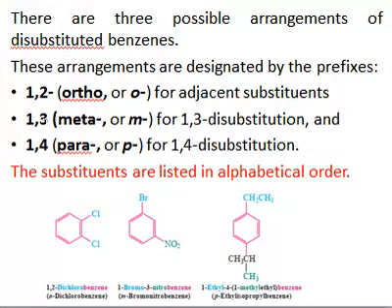Then if the 2 substituents are at the 1-3 position, so one is at carbon 1 and the other is at carbon number 3, then we say the substituents have a 1-3 relationship and are said to be meta to each other. Meta is represented as a small m, written in italic. So the name for the structure will be 1-bromo-3-nitrobenzene. Just remember that the substituents are written in alphabetical order. B comes first, N comes later, so bromo will be written first and nitro will be written later.